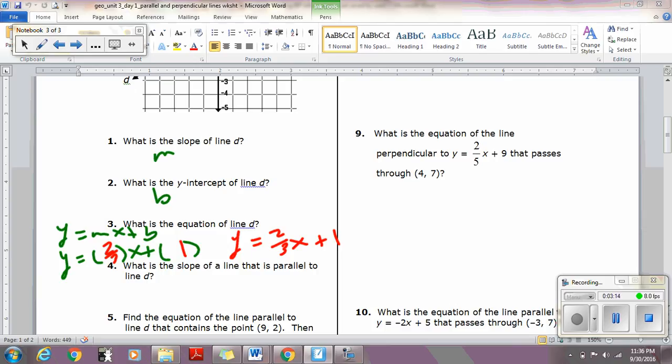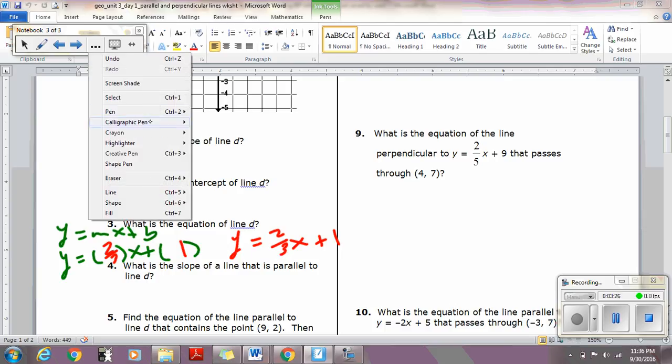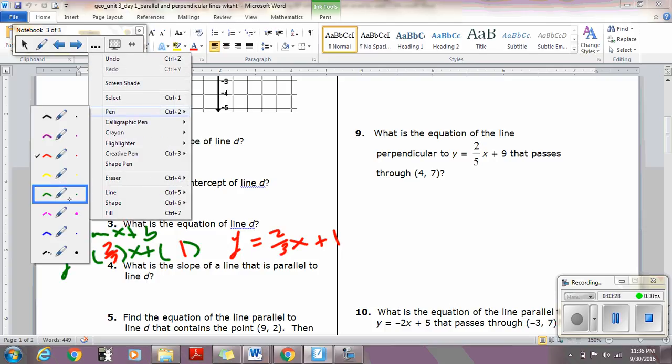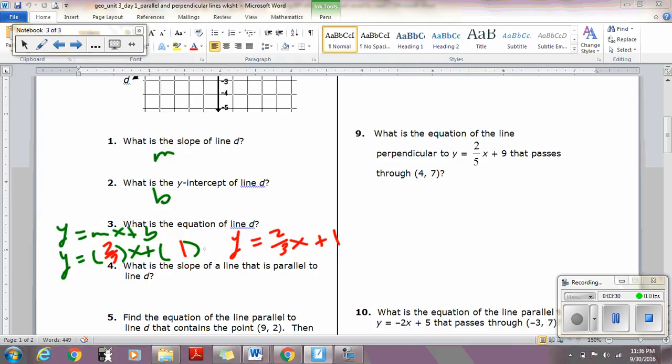All right, on number 4, it wants to know what the slope would be if a line was parallel to line D. We talked about in our notes that lines that are parallel have slopes that are the same. So the slope of the new line will also be 2 over 3.